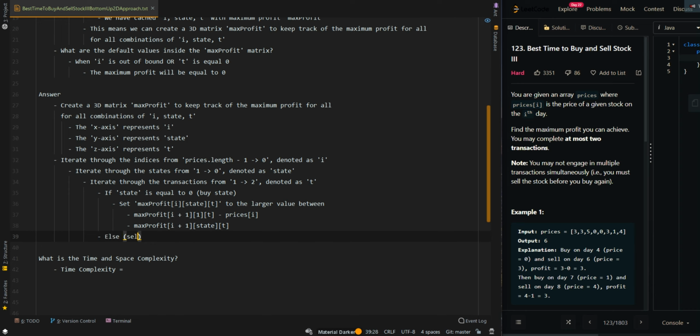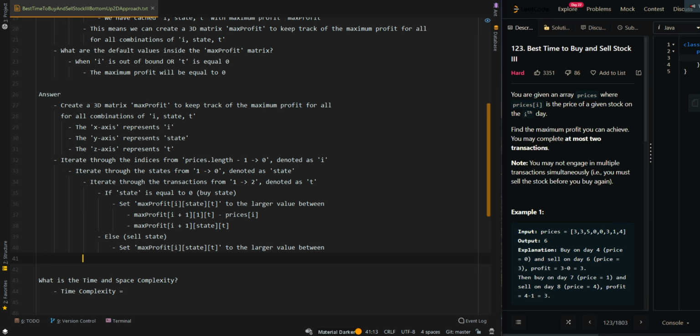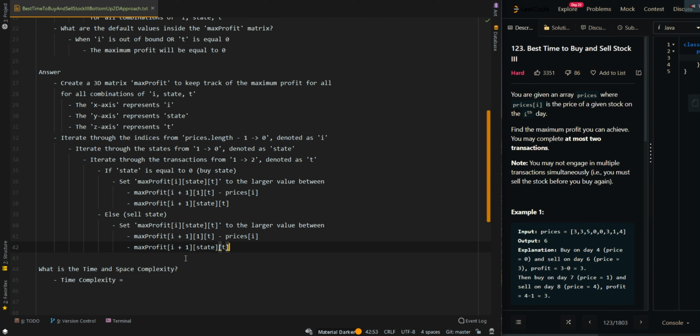Else, we're currently in our sell state. We also have two choices: set the maximum profit between selling at the current stock or skipping the current stock. So if we sell at the current stock, our state goes to 0, the number of transactions decreases by 1, and then we gain the stock amount. Or we just skip the current stock, which is just i plus 1 with the same state and t. Now we want to return the maximum profit starting from index 0.